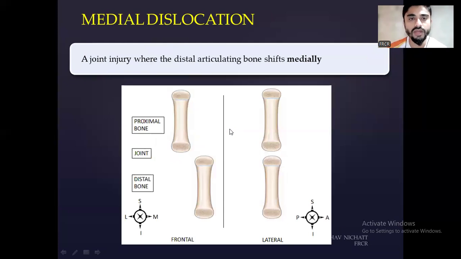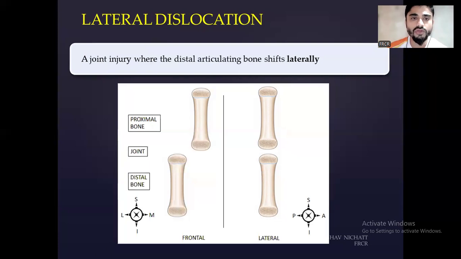Now coming to the next part, what is medial dislocation? Medial dislocation is a type of joint injury where the distal articulating bone shifts medially. So this is superior, this is inferior, this is medial, lateral, this is the proximal bone, this is the joint, this is the distal bone. When the distal bone is shifted medially, then you have to label it as medial dislocation. On the lateral radiograph, it is difficult to identify medial dislocation, but on the frontal radiograph, medial dislocation is very apparent and you can confidently label it.